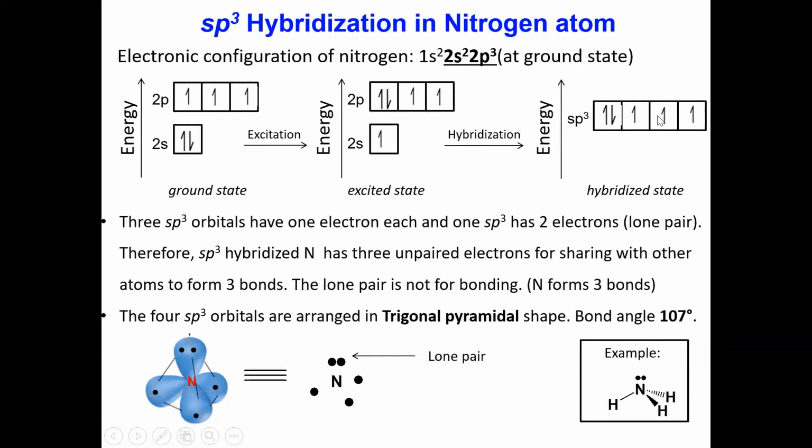The sp3 hybridized nitrogen has 3 unpaired electrons for sharing with other atoms to form 3 bonds. The lone pair is not for bonding, so nitrogen will form 3 bonds. The 4 sp3 orbitals are arranged in a trigonal pyramidal shape, and the bond angle is 107 degrees. Okay, because this is a lone pair, you can view the top of this nitrogen as empty, so it forms a pyramidal shape, or a trigonal pyramidal shape. Bond angle is 107 degrees.